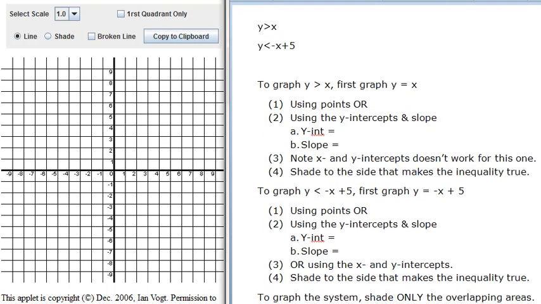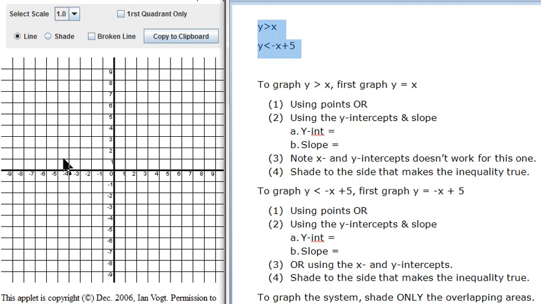This is an example on graphing a system of inequalities. Here's our system. Y is greater than x and y is less than negative x plus 5. So it's two inequalities that I'm going to be graphing on the coordinate grid over here. And what I'm interested in here is what makes both inequalities true, what points make both true. So I'm going to be looking at where the two graphs would overlap.